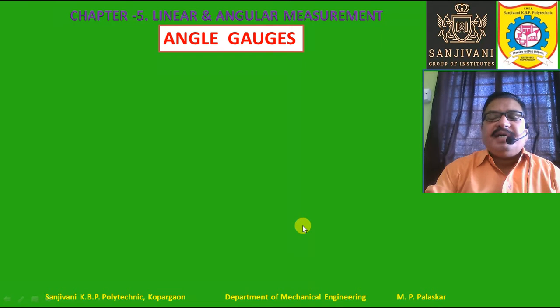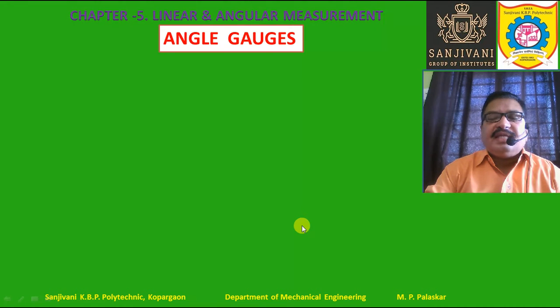Angle gauges are much similar to the slip gauges. Of course, we are going to compare the angle gauges with the slip gauges and study the difference also. But if you want to have the idea regarding the shape of the angle gauges, they are similar to the slip gauges. The only thing is that the slip gauges are perfectly rectangular, whereas the angle gauges have a trapezoidal shape.